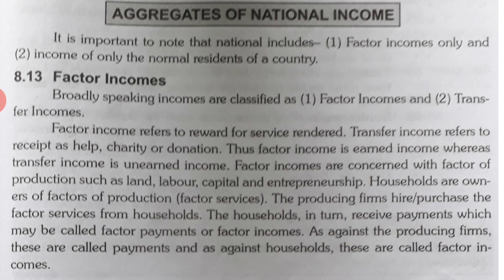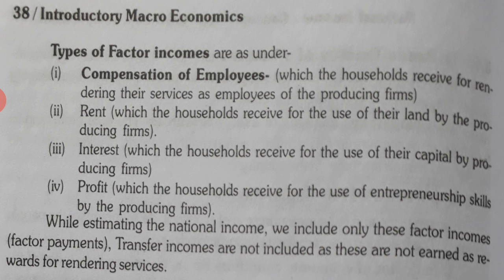So producing firms hire factor services from households, and households receive payments. It is called factor payments. And the same thing, which the household receives, they call it factor income.